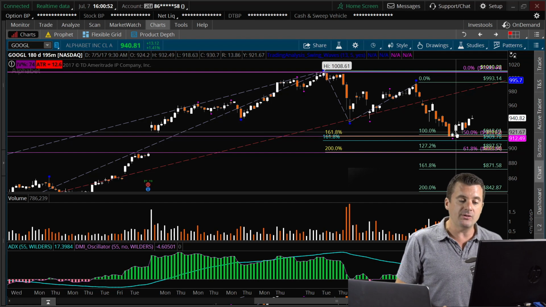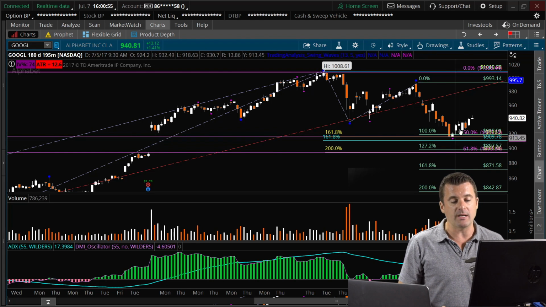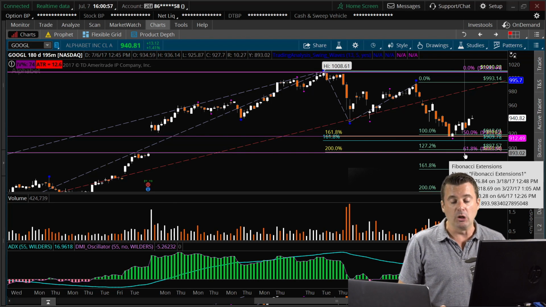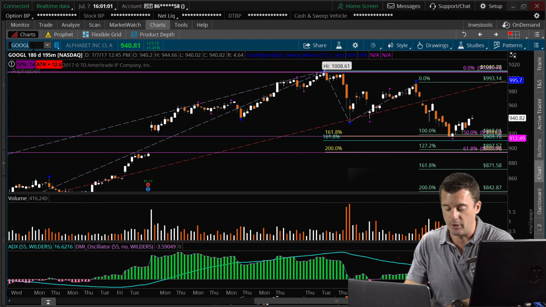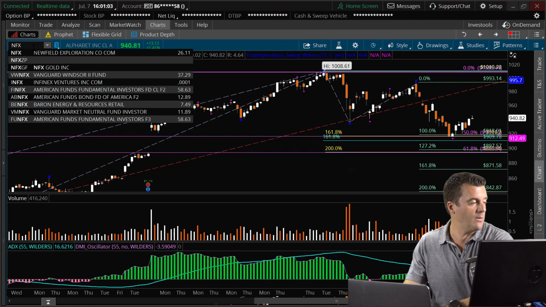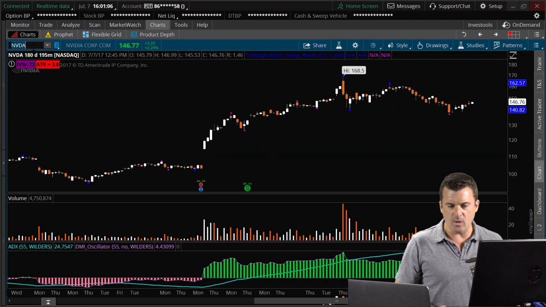If I'm wrong and that zone of support doesn't hold, we have such a tight stop, it's no big deal. And I'm going to put my stop below this Fib support zone, so that's fine. But again, I'm not getting an ideal entry here. All right, so let's go over to NVIDIA. Let's do this one as well.